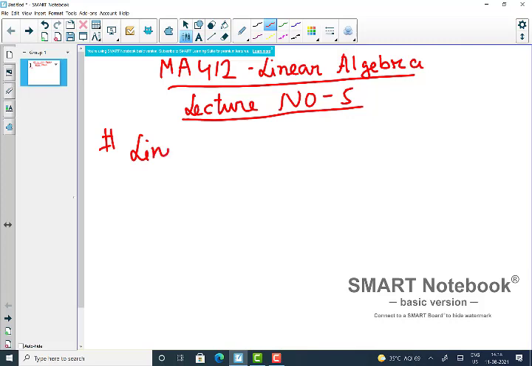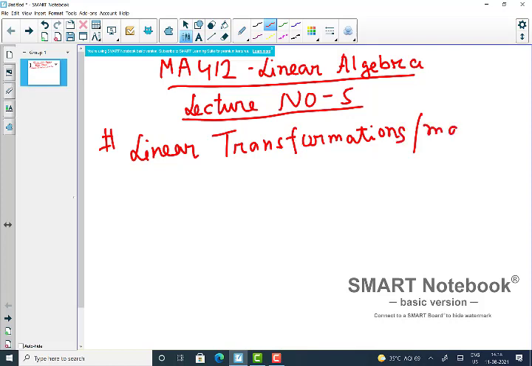Okay, so let me write down the name properly. Linear transformation. Okay, so linear transformation, also sometimes we will call linear maps, transformations. I mean, both names you will use. Okay, linear maps is easy to write down, it's small. Okay, so what kind of map is this?